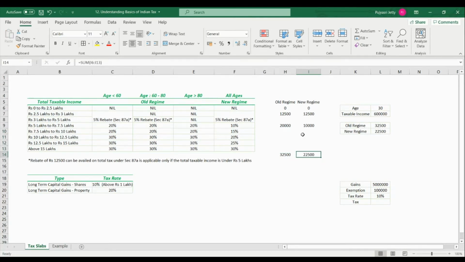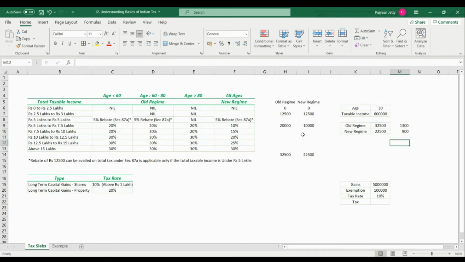So now the total tax that needs to be paid in the new regime is 22,500. In this way, if the taxable income and the age of a person are given, you can calculate income tax in both the old regime and the new regime as well. This is only the tax amount. The cess amount needs to be calculated again, which is 4% above this. So the cess amount in both cases is calculated as well.